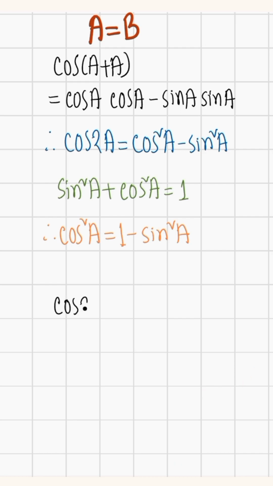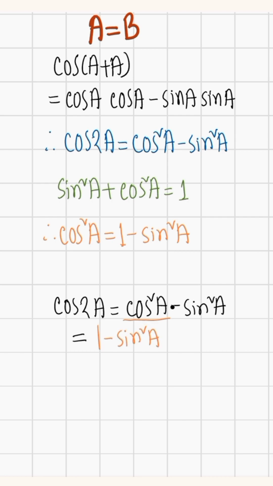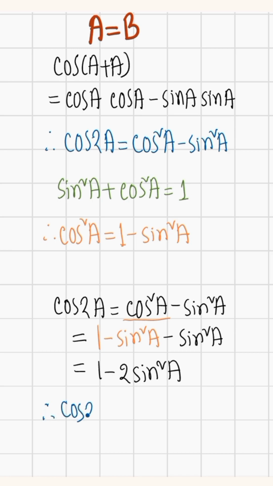এখন cos 2A = cos²A − sin²A = cos²A এর জায়গায় লেখা যায় 1 − sin²A − sin²A = 1 − 2 sin²A, sin²A দুইবার আছে। সুতরাং cos 2A = 1 − 2 sin²A.